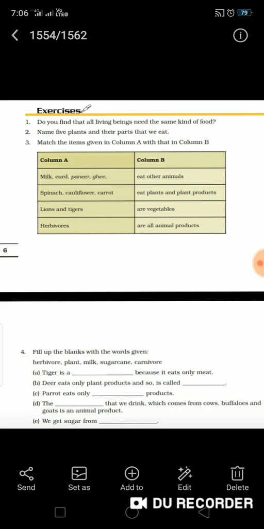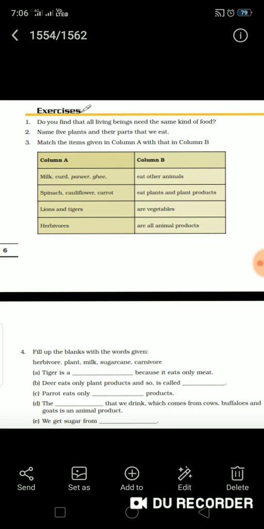Question number 4. Fill in the blanks with the word given. Very easy it is. See, first one is, the tiger is a carnivore. Yes, tiger is a carnivore because it eats only meat. B. Deer eats only plant products and so it is called herbivore. Yes, the answer is herbivore because deer is a vegetarian. It eats only plants and plant products.